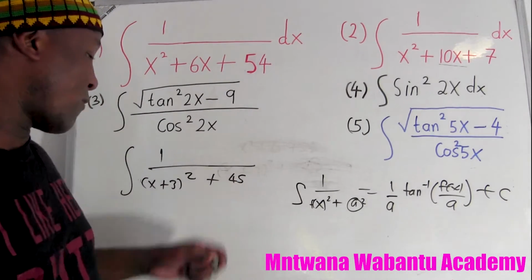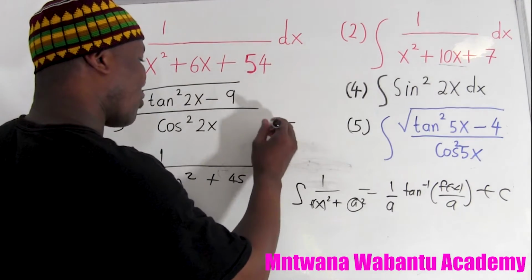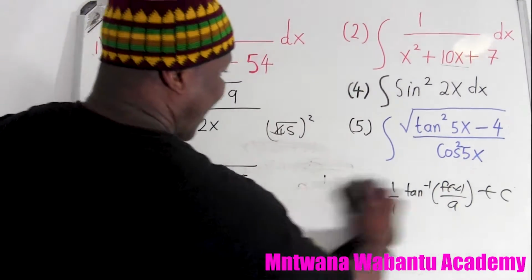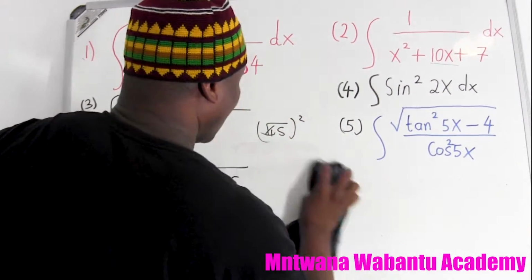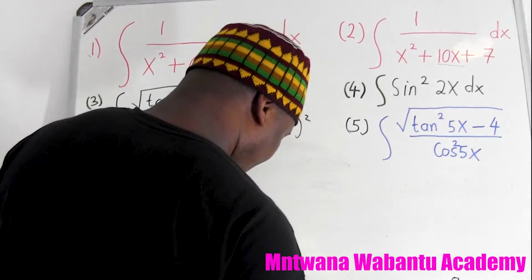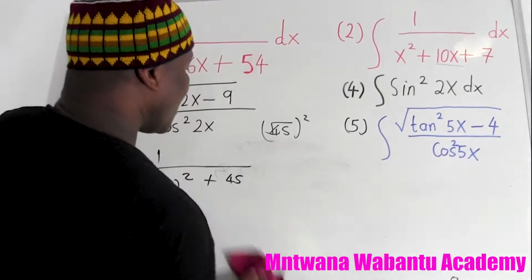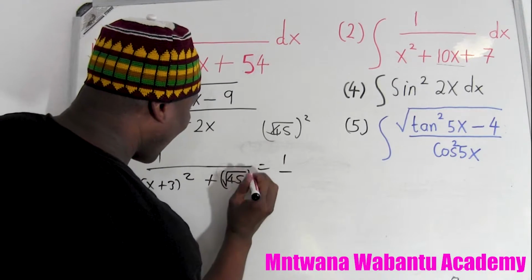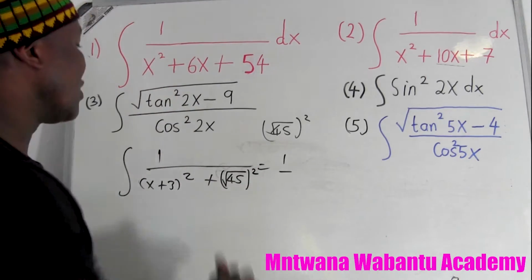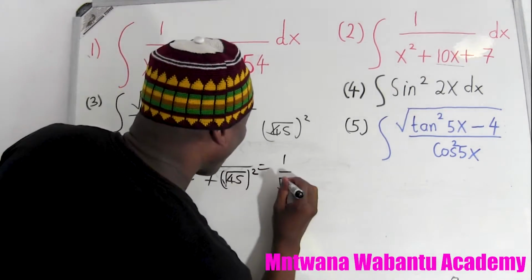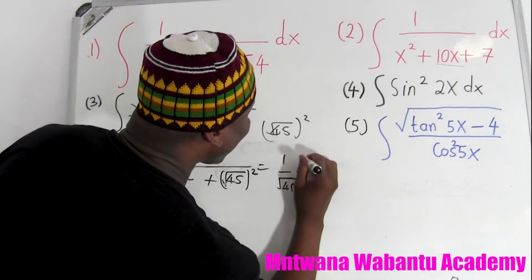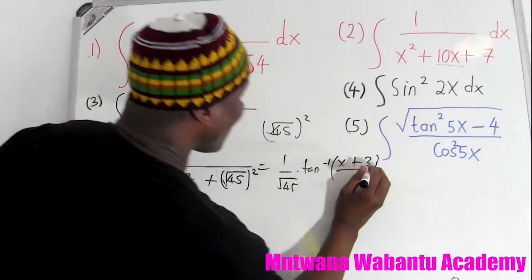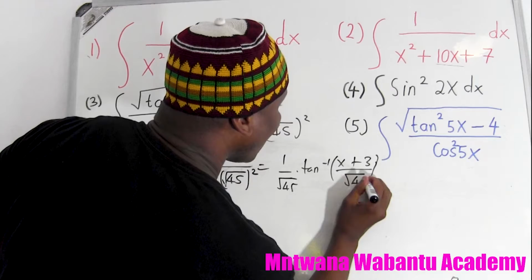So we're going to play the same game here, but the problem is this number is not in square form. So I'm going to have to change 45 to a square. So 45 to square means it must be the square root of 45, and then you square, which is the same thing, equal to 45. So this is going to become equal to 1 over a. What is the a? So let me make this a squared. I'm going to say 1 over the square root of 45, because you take the number without the square. And arctan or tan inverse is the same thing. Tan inverse of a function. What is the function? This one, x plus 3 for this case. And then over a number here, which is the square root of 45. And then we plus c.